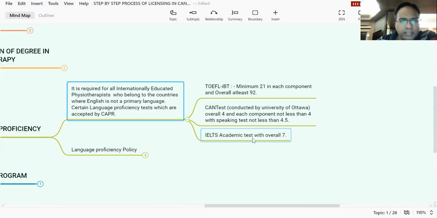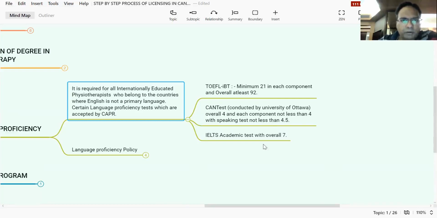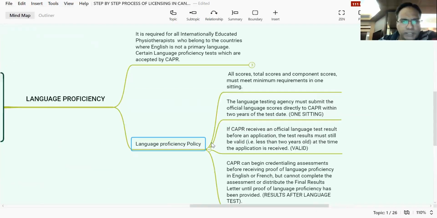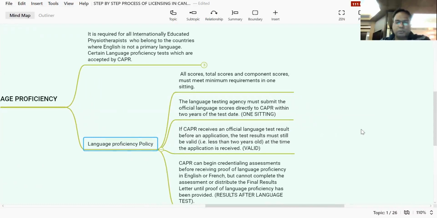The other well-known language proficiency exam is the IELTS Academic test, and we require the Academic test for the licensing process. The IELTS Academic test with an overall of 7 is required. They have not mentioned anything about each component, but an overall score of 7 is required for the licensing process for physios in Canada.